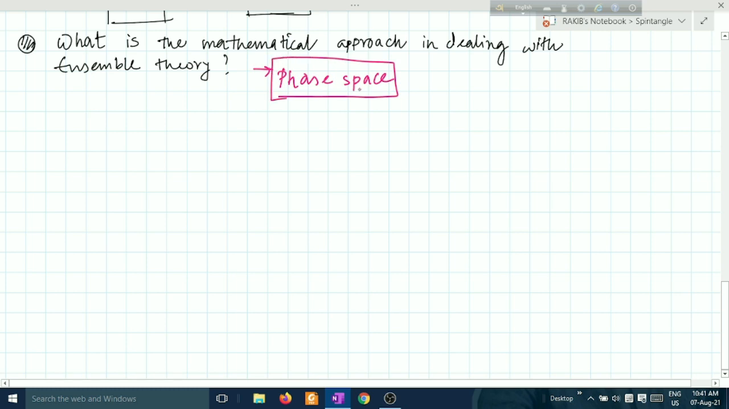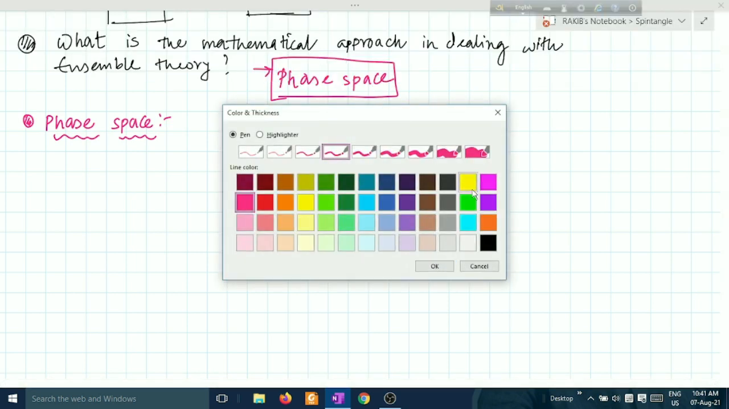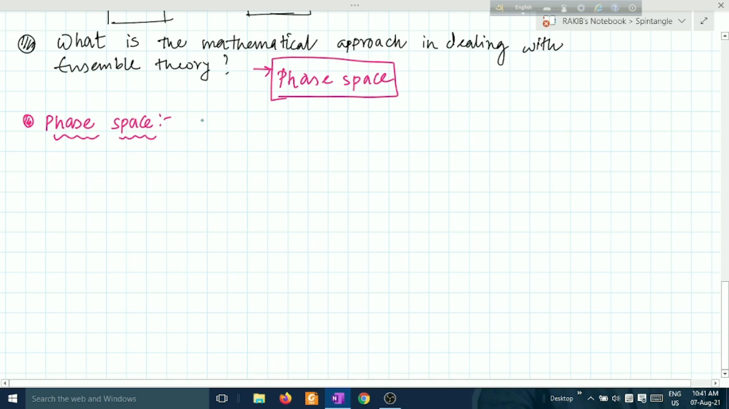A very important topic. What is a phase space? Now we have to know about this. Let me write it clearly. Phase space is nothing but the position and momentum space. Sometimes it is written as position q and momentum p.